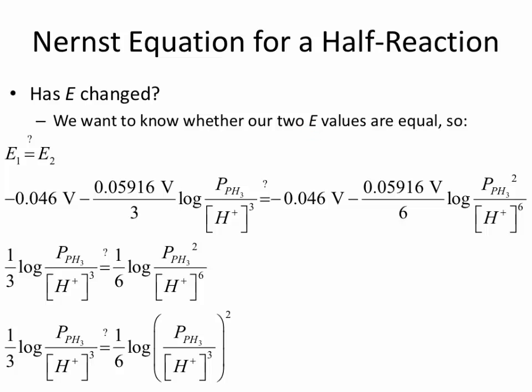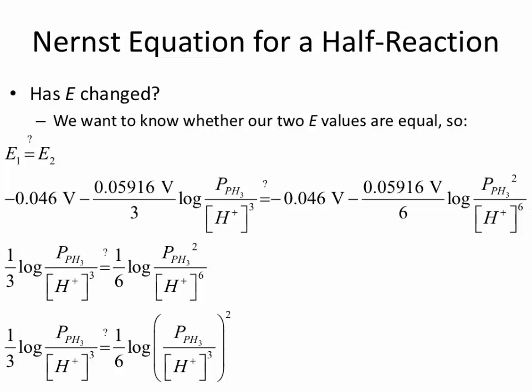So we want to know whether or not our two E values are equal. We want to know, is E1 equal to E2? Well, let's set them equal to each other and then test whether or not that is true. So we have our negative 0.046 volts minus 0.05916 volts divided by 3 times log of our Q value in the first case is equal to that same minus 0.046 volts minus 0.05916 volts divided by 6 times our log and then our Q term in the second case.